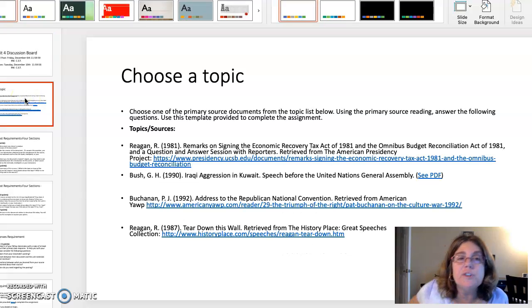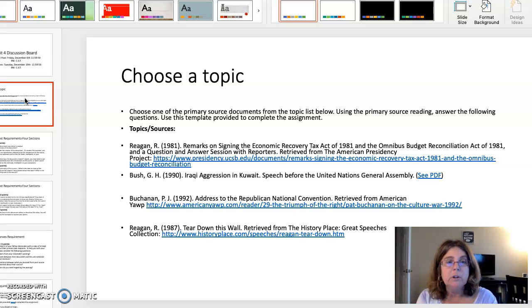Okay, so these are the 4 topics that you choose from. Again, you're going to be analyzing a primary document once again, so you choose 1 of the 4 topics. The first is Reaganomics, and this is an article which contained Reagan's remarks on signing the Economic Recovery Tax Act of 1981 and the Omnibus Budget Reconciliation Act of 1981. The second is a speech that was given by former President George H.W. Bush in October of 1990. It's called Iraqi Aggression in Kuwait, and this is a speech he gave before the United Nations General Assembly. This is the first Gulf War topic that you can choose from.